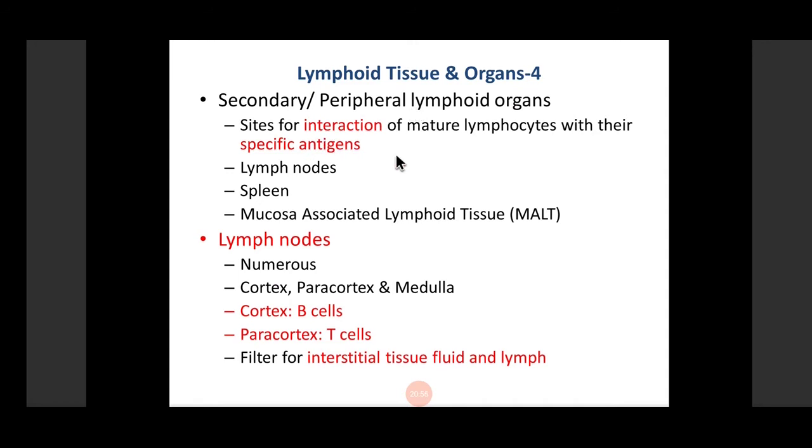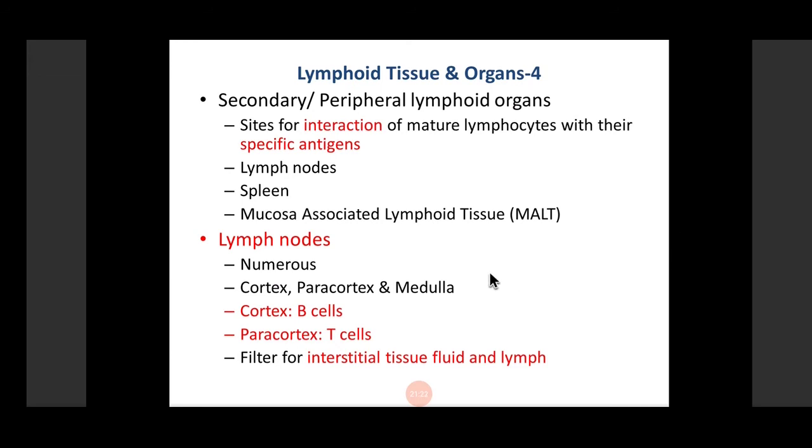What are the peripheral or secondary lymphoid organs? These are the lymph nodes and the spleen. These are the two organs, and then there is a tissue which is referred to as mucosa-associated lymphoid tissue. Now we'll try to understand each of these organs and tissues as we move along.